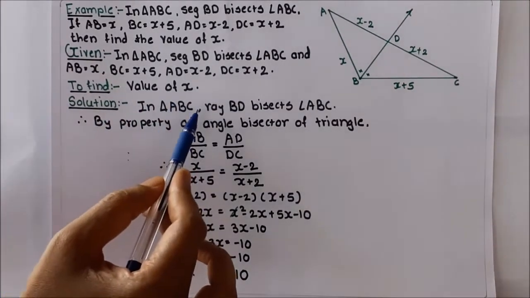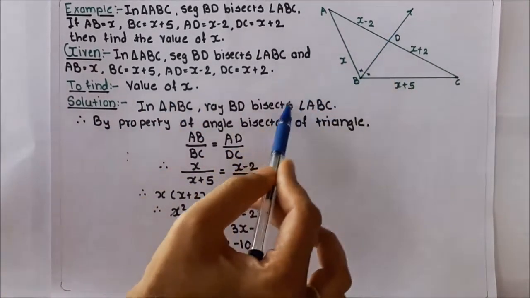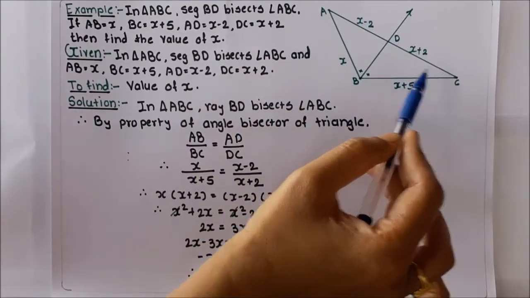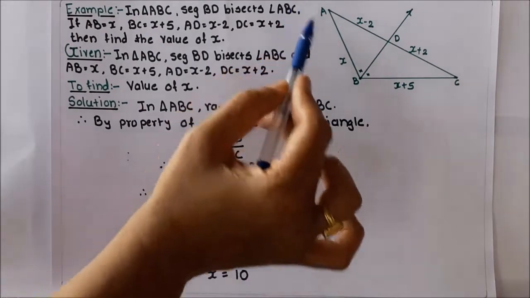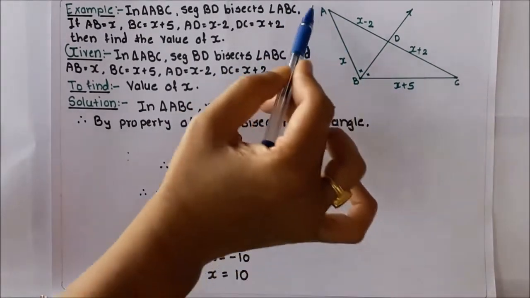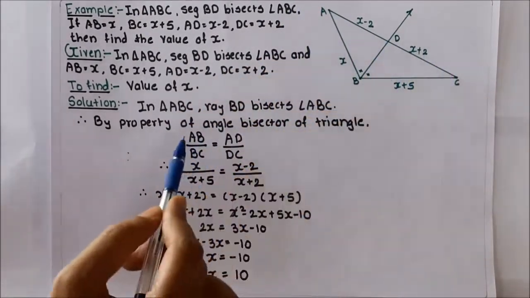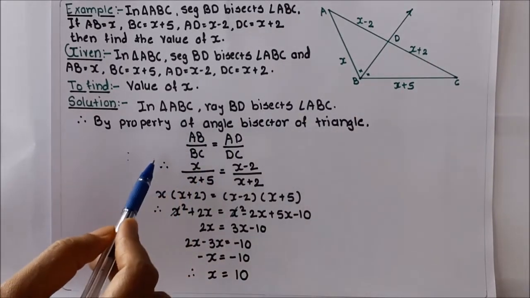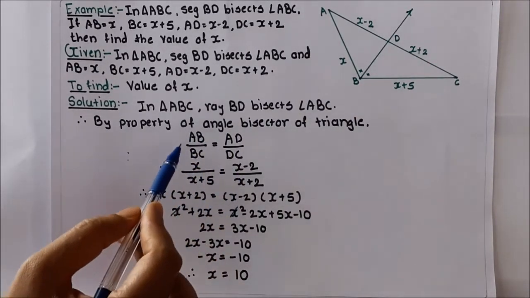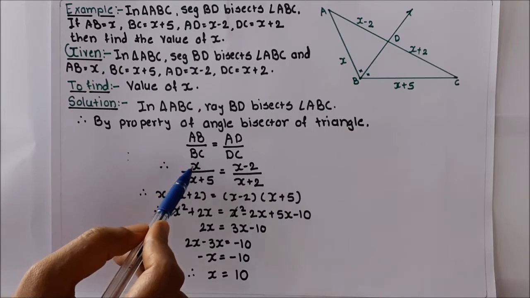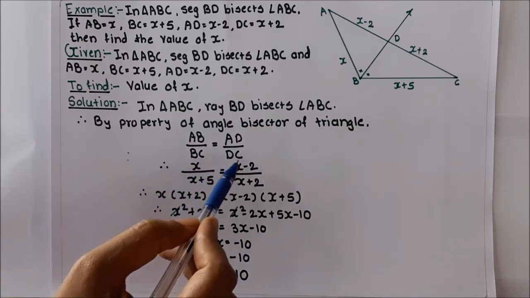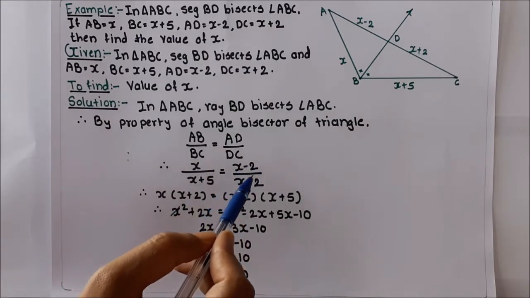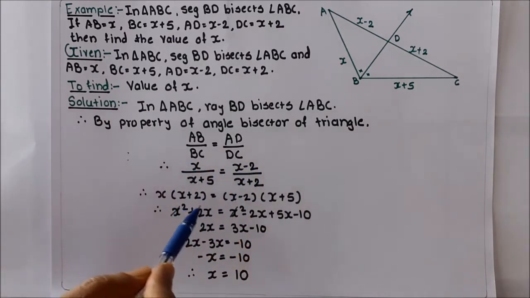Now in triangle ABC, ray BD bisects angle ABC. So by the property of angle bisector of the triangle, AB upon BC is equal to AD upon DC. It is written here. Now we are going to replace each one with the values. That is, instead of AB we will write x, upon x plus 5, is equal to x minus 2 upon x plus 2. This is one equation. Now we will solve it.